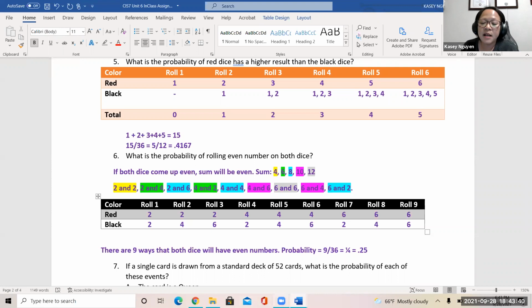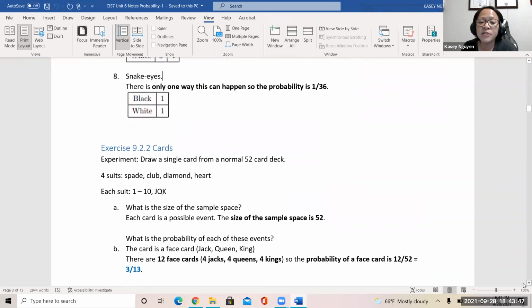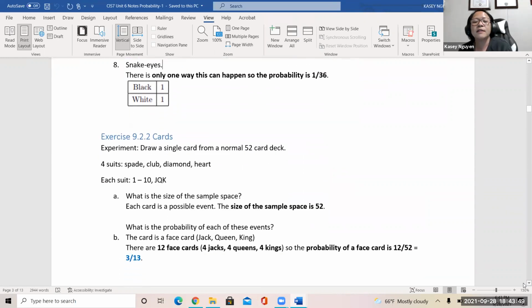Okay, next we're going to talk about playing cards. Some of you might not be familiar with cards because if you don't play cards, you wouldn't know. So a single deck of cards, taking out the joker, because they sometimes put in the joker. We don't count the joker, we only count the suits. So there are 4 suits and 2 colors. The spade and the clubs are black.